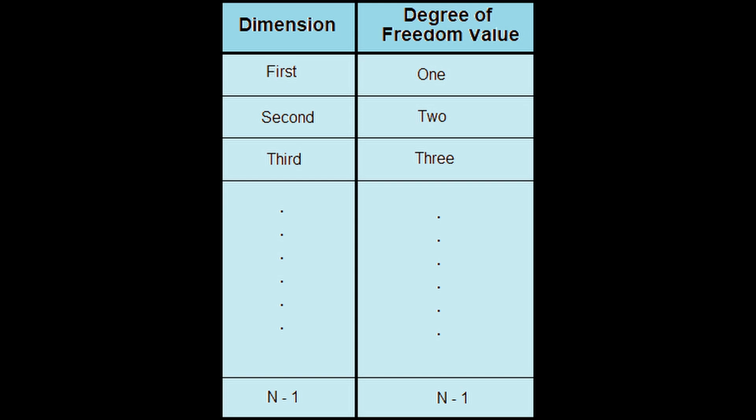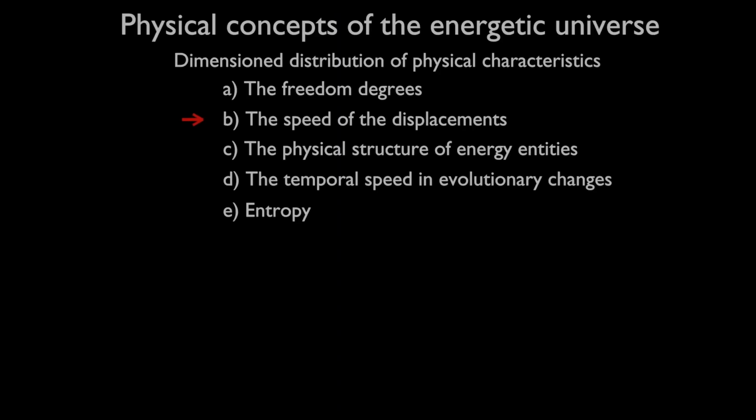These vary from lowest to highest value, that is, the first dimension with a degree of existential freedom for the energetic entities that comprise it, the second dimension with 2 freedom degrees, the third dimension with 3 freedom degrees, and so on.